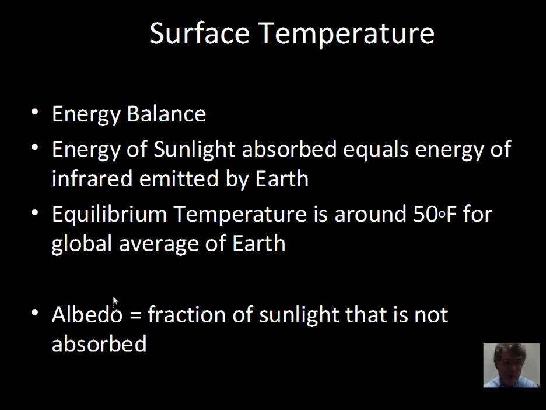There's a technical term for how much energy is absorbed or not absorbed by a planet, and the energy that's reflected, that's not absorbed, is called the albedo. And we'll study the albedo numbers for the planets as we go through them in our solar system. So there's a little tour of atmospheres.